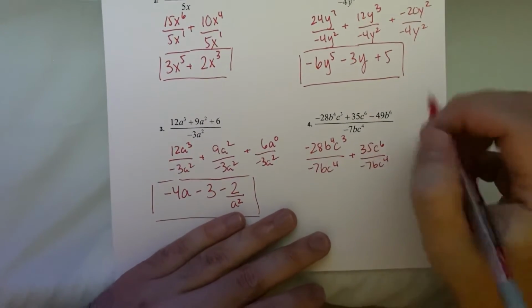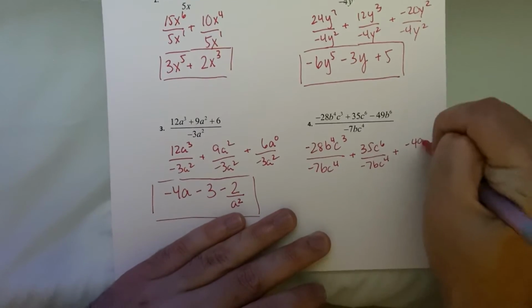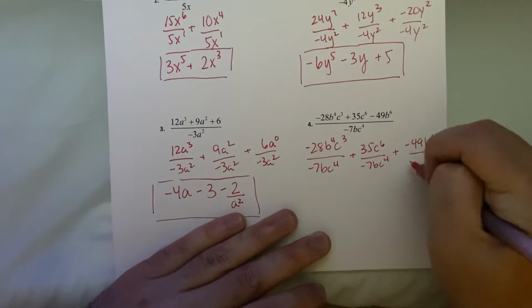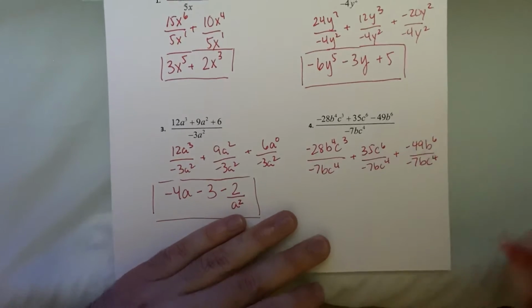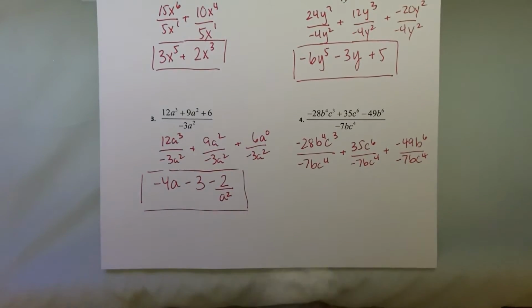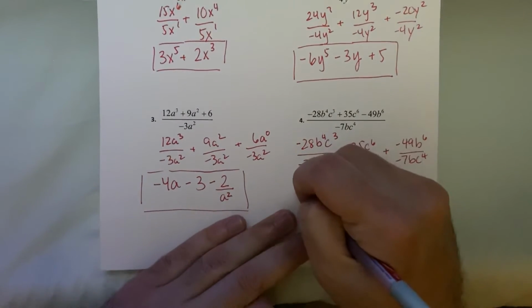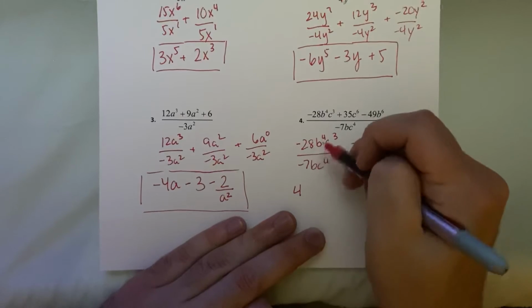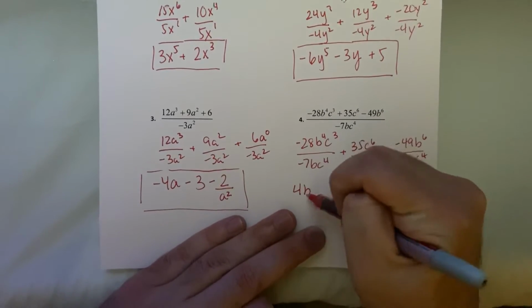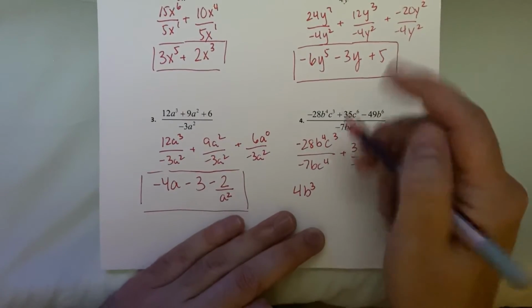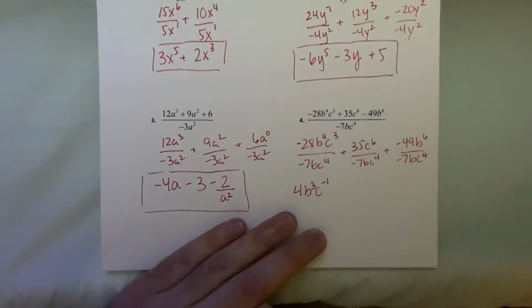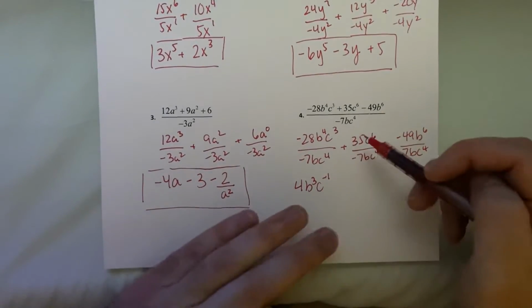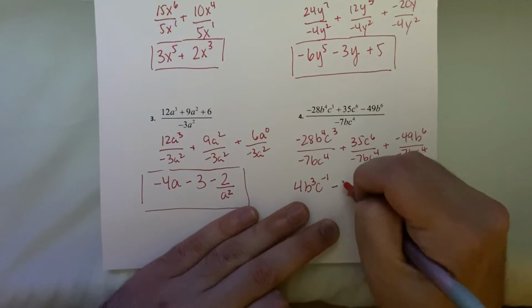But again, as long as you split your numerator and everything's over the denominator, you'll be fine. Negative 28b to the 4th c cubed over negative 7bc to the 4th. That would be 4. When I subtract b's, 4 minus 1 is 3, b cubed. 3 minus 4 for the c's is c to the negative first, and we'll move it in a second. 35 divided by negative 7 is a negative 5.